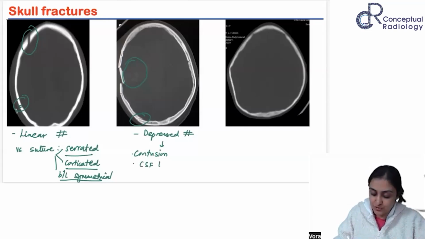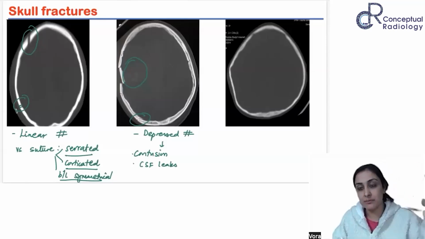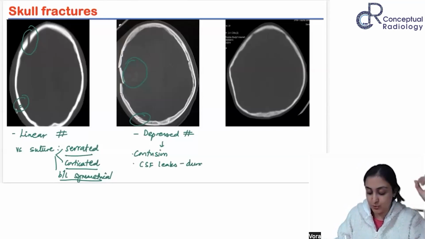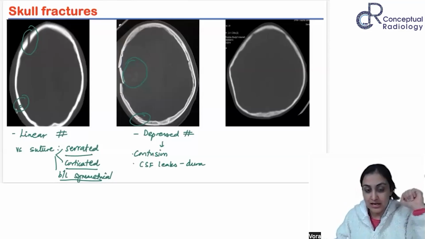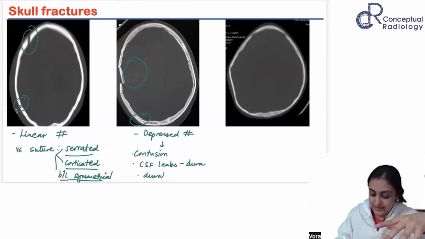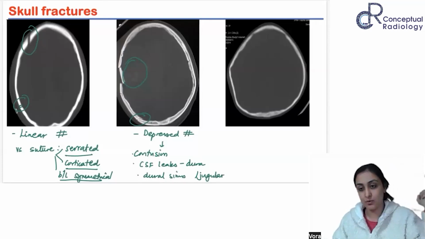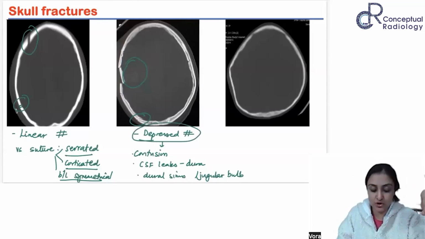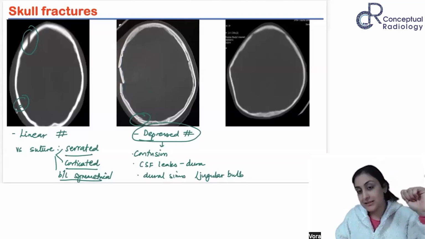Then they are also associated with higher chances of CSF leaks, right? They can injure the meninges, and the CSF can leak into the subdural space, resulting in subdural collections. The third importance is they can injure the dural venous sinuses and the jugular bulb, so they can result in vascular injury, more commonly venous injuries. This is why depressed fractures are very important. You have to make sure that you see the underlying brain very carefully once you encounter these.